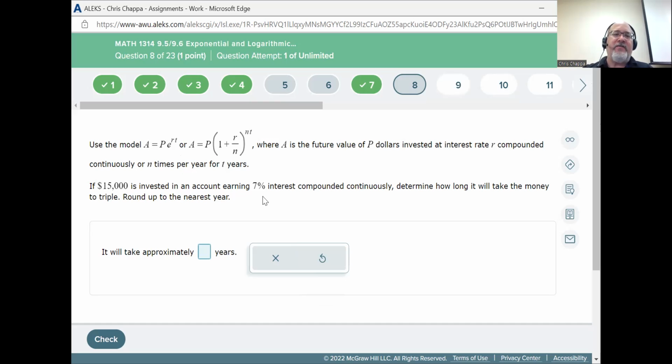If $15,000 is invested in an account earning 7% interest compounded continuously, and that's the word that says the first formula, determine how long it will take the money to triple, round to the nearest year. In other words, $15,000, 7% interest compounded continuously. When will it triple? Let's capture that question here.